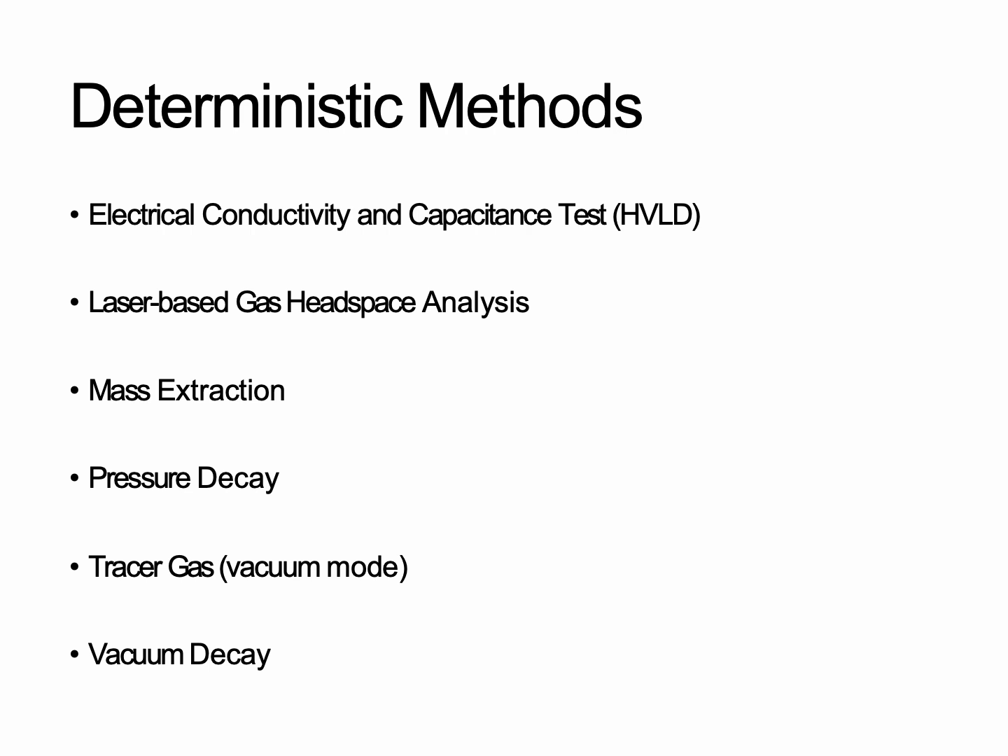Now, we can also talk about deterministic methods. One of them is electrical conductivity and capacitance test. Another one is laser-based gas headspace analysis. We have mass extraction test, pressure decay test, tracer gas or vacuum mode test, and vacuum decay. In the next slides, I'm going to go over a few selected deterministic methods.